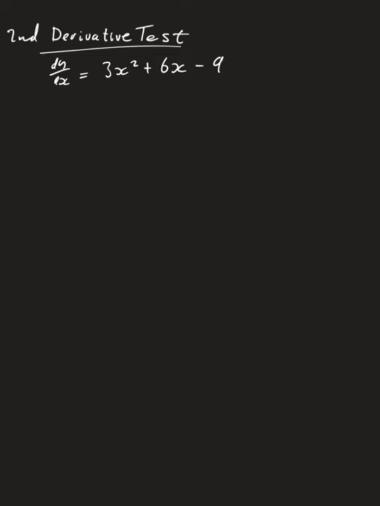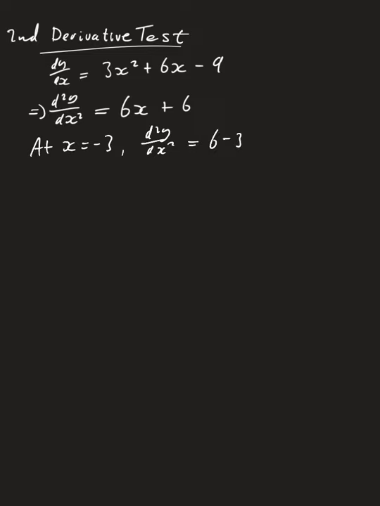Now we do our second derivative test to find out what kind of stationary points they are. We have dy dx already, so the second derivative, d2y dx squared, will be equal to 6x plus 6. Now we can check our two stationary points, at x equal to minus 3 and x equal to 1. At x equal to minus 3, the second derivative is 6 times minus 3 plus 6, which is minus 12. That's less than 0, so that's going to be a local maximum.